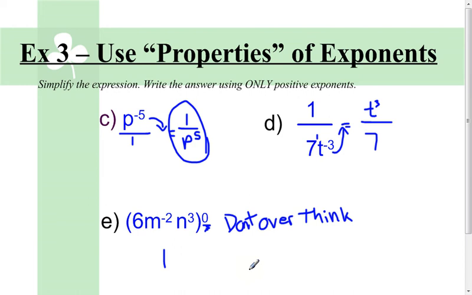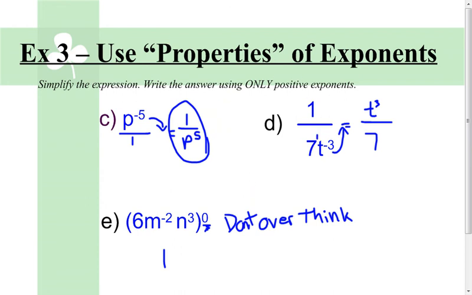Okay, so we've got C, D, and E. Letter C. I've got p to the negative fifth power. So to make it a positive, I pass it over the fraction bar. So we pass it over the fraction bar, we get 1 over p to the fifth. Done. Can't do anything else.